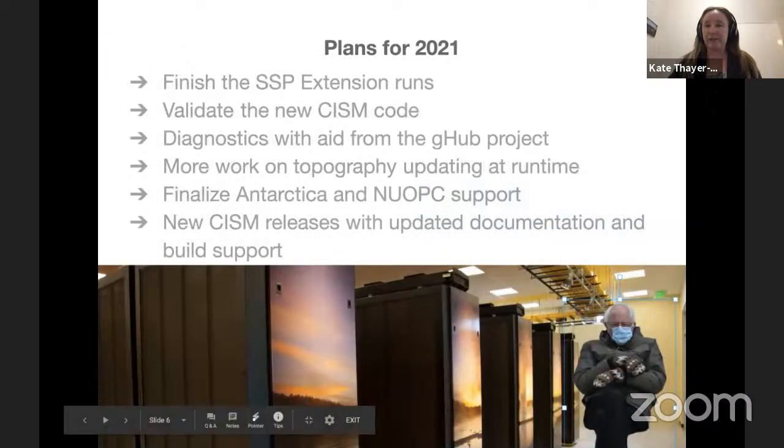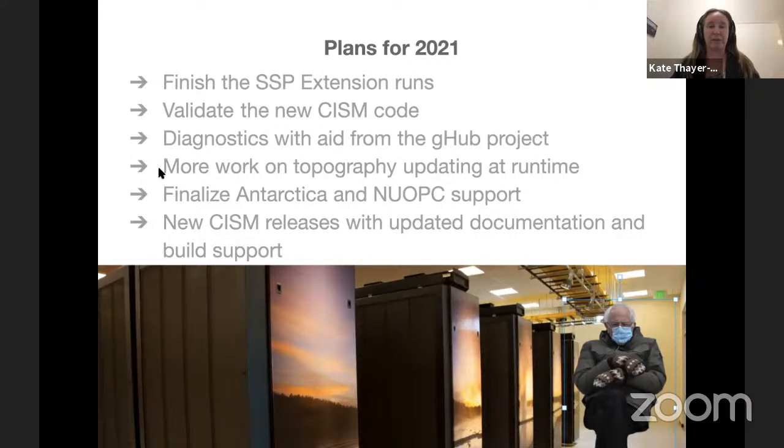So what are the plans for 2021? Well, we've got to finish these SSP extension runs, and hopefully that should be done in the next 6 to 8 weeks. We have this new CESM code coming in, and that needs to be validated and tested, but we're in a good place for that. Currently, it's been used by several people, and scientifically, it's looking pretty good.